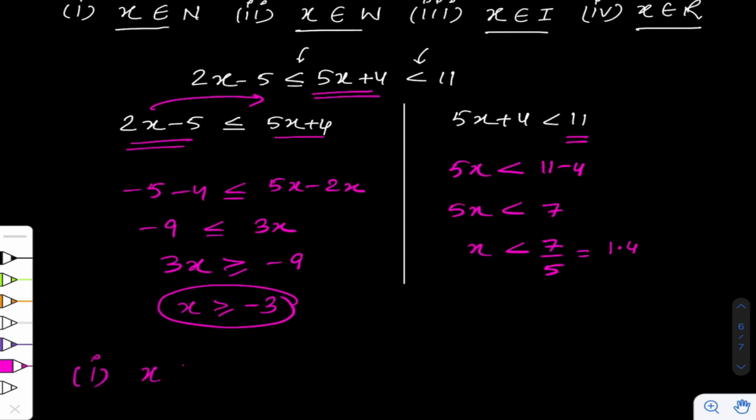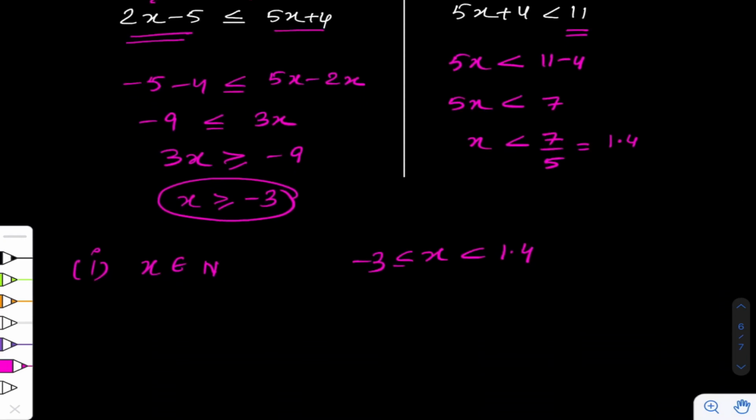X belongs to natural numbers, because x is more than or equal to minus 3 and less than 1.4. So you have to see what numbers come between minus 3 and 1.4 which belong to natural numbers. And natural numbers, you know, start from 1. Moreover, they do not have any number in fraction.